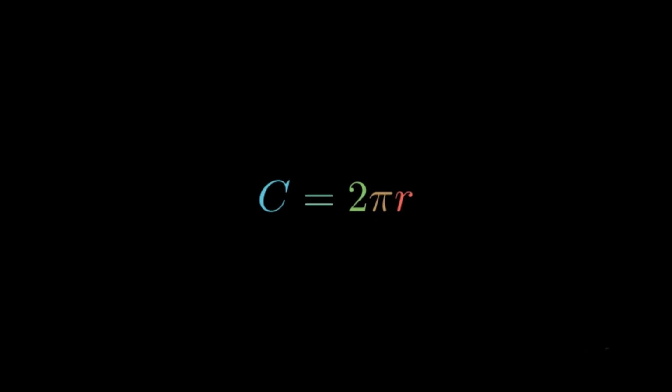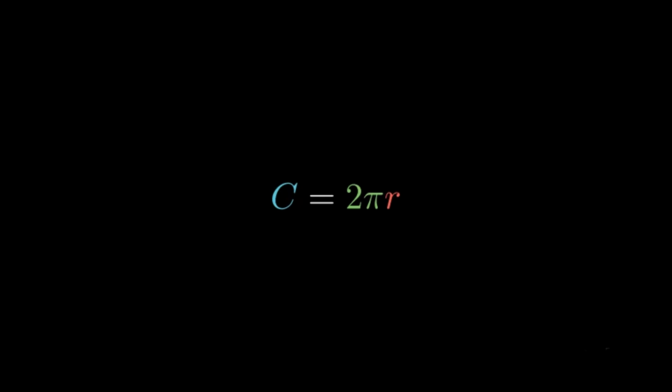If you know the radius of a circle, you can easily find its circumference by multiplying the radius by 2 pi. For example, if a circle has a radius of 5 centimeters, its circumference would be 2 times pi times 5, which equals 10 pi centimeters, or approximately 31.4 centimeters.